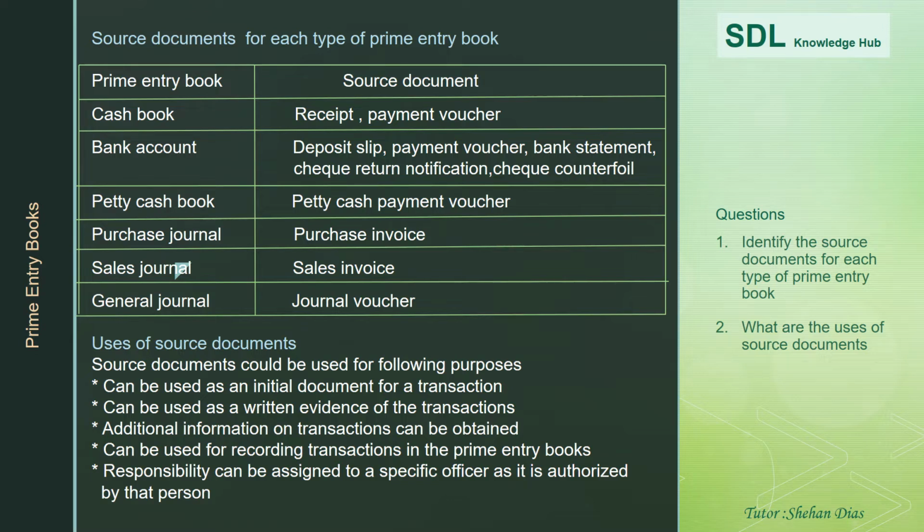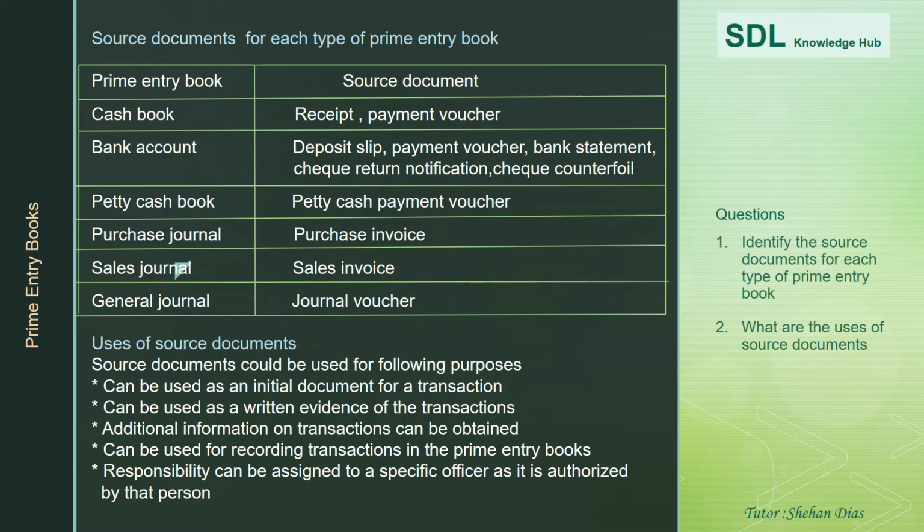Now let's look at, for each type of prime entry book, what the source document is. For the cash book, the source documents are the receipt and payment voucher. For the bank account, the source documents are the deposit slip, payment voucher, bank statement, check return notification, and the check counterfoil. For the petty cash book, the petty cash payment voucher. For the purchases journal, the purchase invoice. For the sales journal, the sales invoice. And for the general journal, the journal voucher.